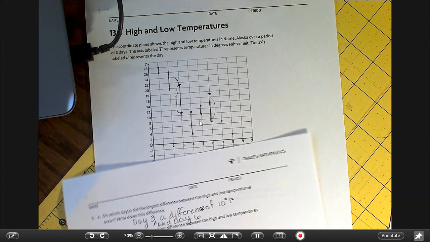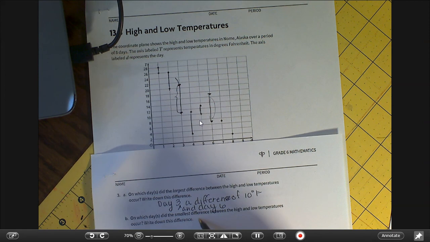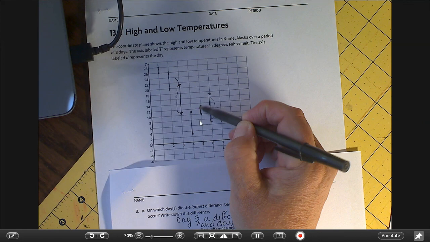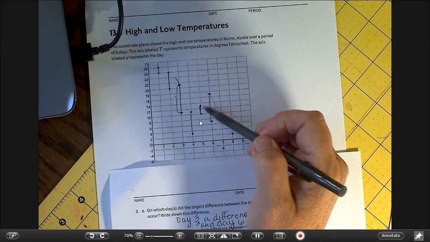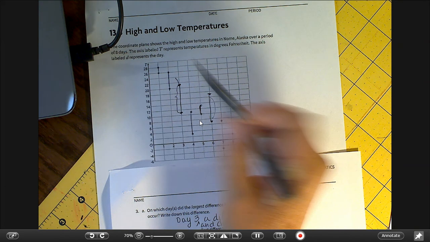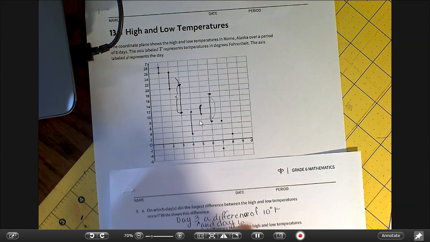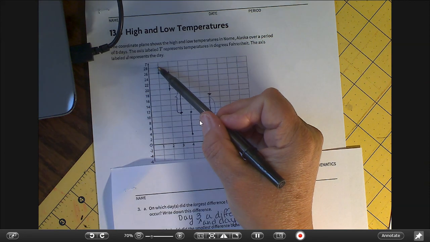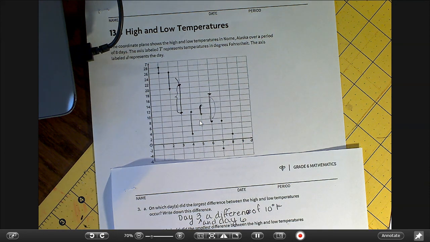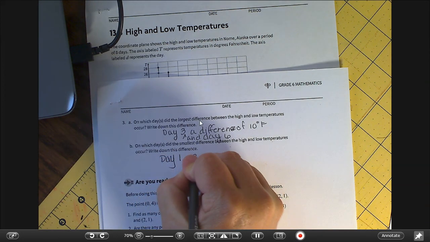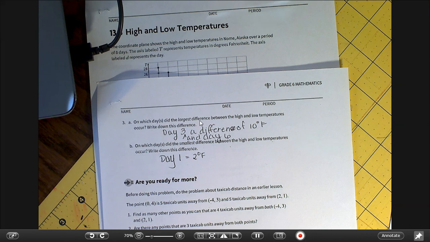And then 3B says, on which days did the smallest difference between the high and low temperatures occur? Right, this difference. So we're looking for the smallest gap. It might be that one. Nope, that's a little more than this one. So on day 1, the difference was 2 degrees. 2 degrees difference between the high and low temperature.